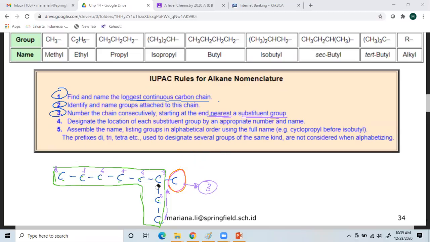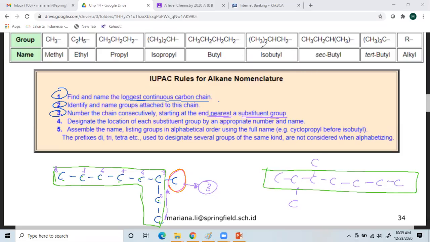Okay, let's see again. Okay, I have this example. This is the longest chain. So this is branch, this is branch. I should give number for the longest chain. From left or from right?